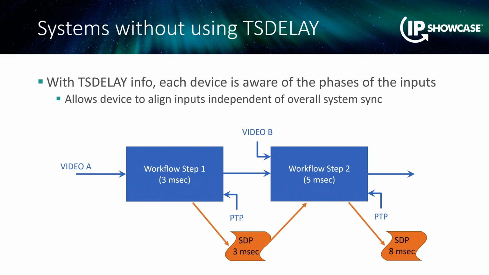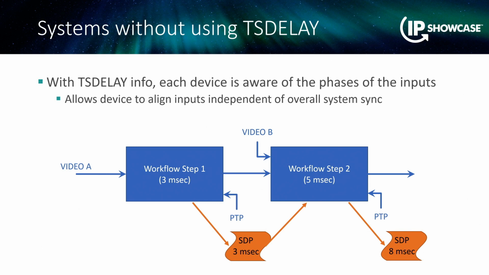So with TSDELAY, what it allows us to do is use session description protocol to say, okay, the delay coming out of processing step 1 is 3 milliseconds, and the delay coming out of processing step 2 is going to be the sum of the ones before it, so 8 milliseconds. And what that gives us is the ability to have the devices know, okay, I've got this signal coming, let's say video B coming in here. That's going to be synced to N times T frame. But the signal coming out from my workflow step 1, I'm going to read the SDP. I'm going to see that TSDELAY is 3 milliseconds.